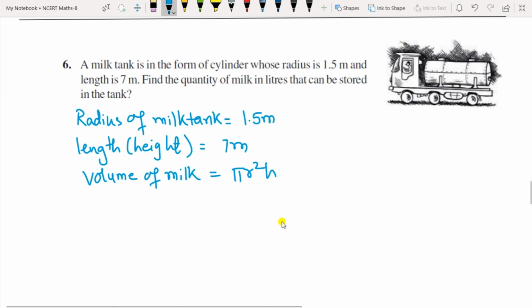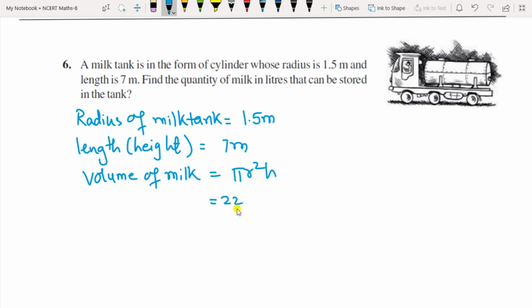Question 6 is, this is a milk tank which is in the form of a cylinder whose radius is 1.5 meter and the length is 7 meter. Now you have to find the quantity of milk in liters. Quantity of milk means you have to find the volume. Radius of the milk tank is given, length means height is given. Substitute all the values in the formula of volume.